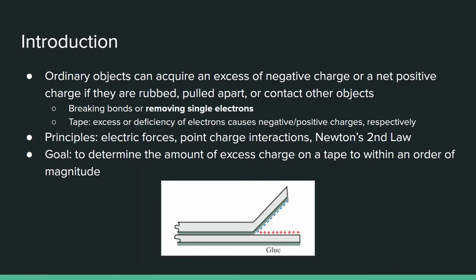So for our introduction, ordinary objects can acquire an excess of negative charge or net positive charge if they are rubbed, pulled apart, or come into contact with other objects. And the primary interaction that happens between objects is the removal of single electrons. In this experiment, we were studying the different interactions between charged tapes and the objects that came into contact with them. This would cause an excess or deficiency of electrons, which would cause negative or positive charge respectively.